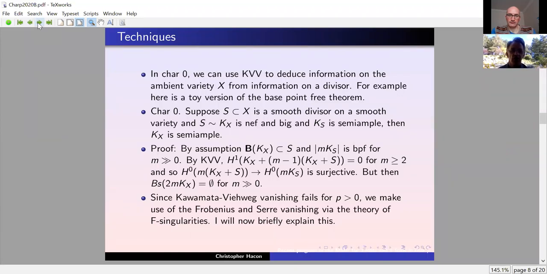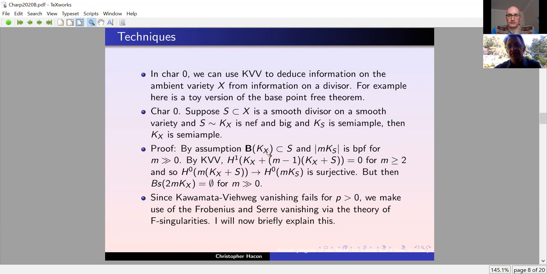Okay, in order not to make things too technical, I'm going to make some simplifying assumptions. The experts will recognize that this is a toy version of the base point free theorem. So I'm going to vastly simplify things and just assume that I have a smooth divisor S in a smooth variety X, and that this divisor is linearly equivalent to the canonical divisor. And it's nef and big, and K_S is semi-ample. What I want to show is that it follows immediately from Kawamata-Viehweg vanishing that K_X itself is semi-ample.